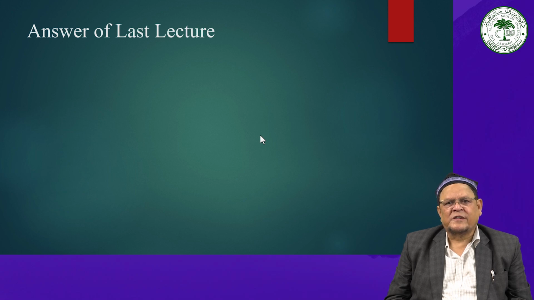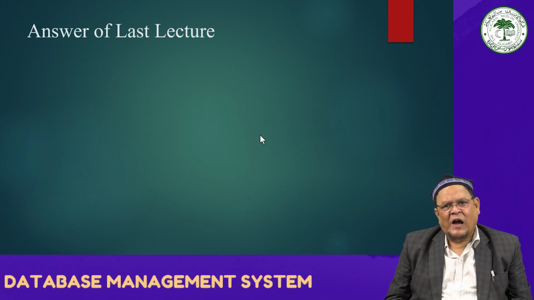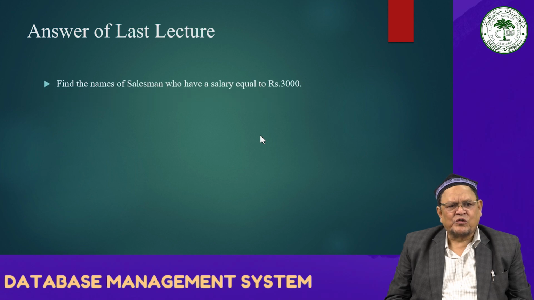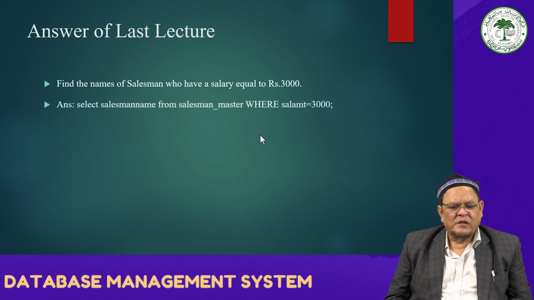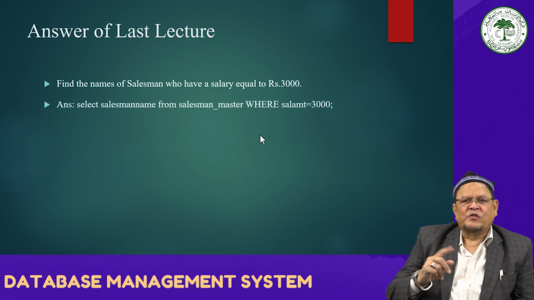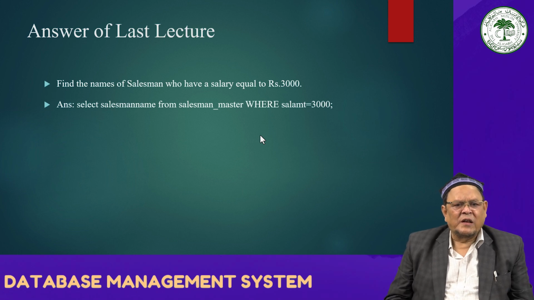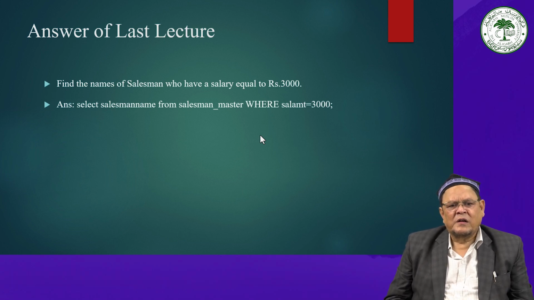Before going to today's lecture, I would like to answer the home assignment questions which I gave you in the last lecture. The first question was, find the name of salesman who have a salary equal to 3,000. The answer is, you have to write select salesman name from salesman_master table where salary amount is equal to 3,000.